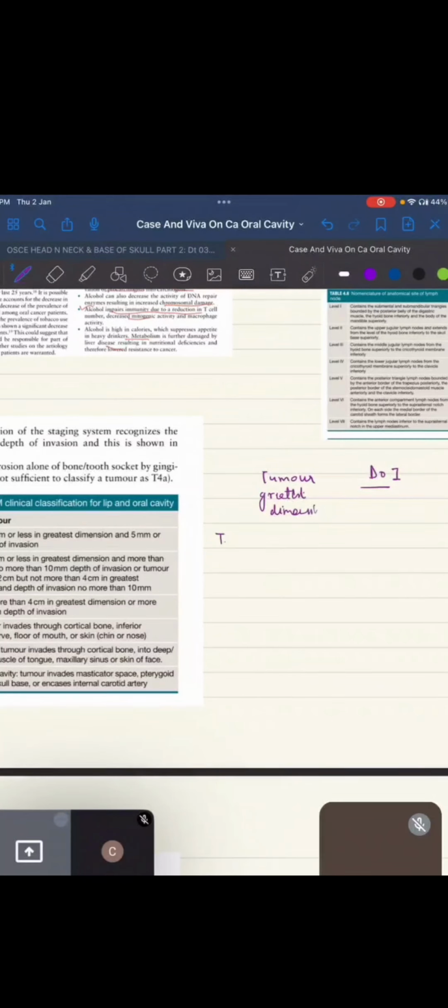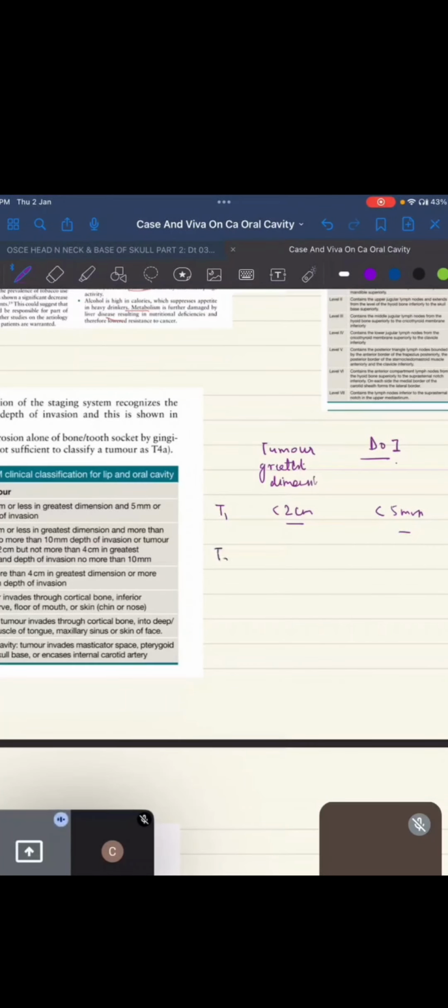So basically for T1, this is less than 2 centimeter and this is less than 5 mm. Remember, this is centimeter, this is mm. This is depth of invasion. Please remember the difference between depth of invasion and tumor's greatest dimension, tumor thickness. Then goes T2. This should be less than 2. So the corresponding depth of invasion is 5 to 10 mm. And when this is 2 to 4 centimeter, this is less than 10 mm.